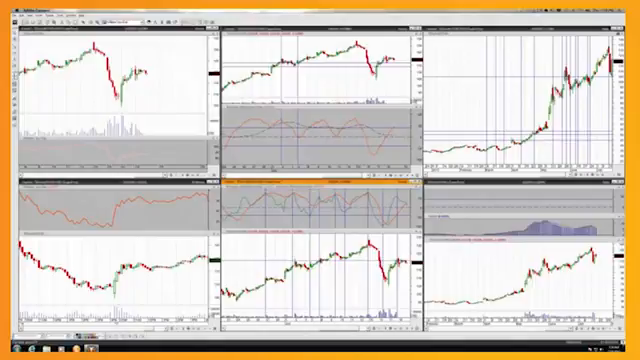What types of pivots do I use? I use the person's pivots. Never floor trader pivots, or is that the same thing? I do not know. You know what, Sandy?